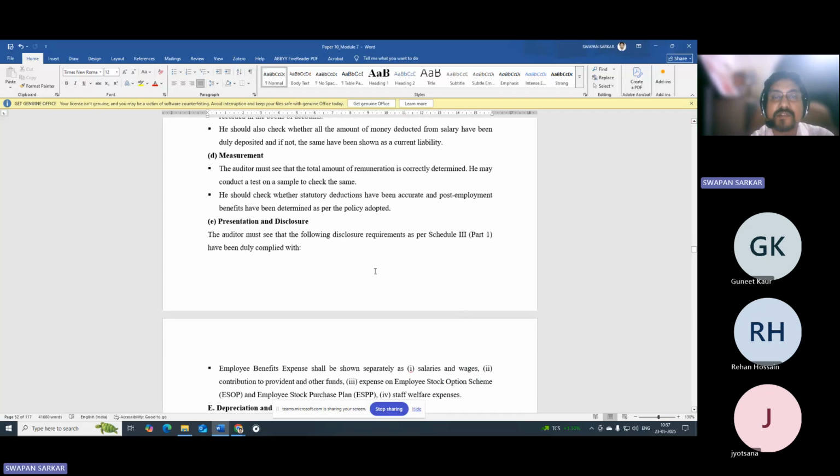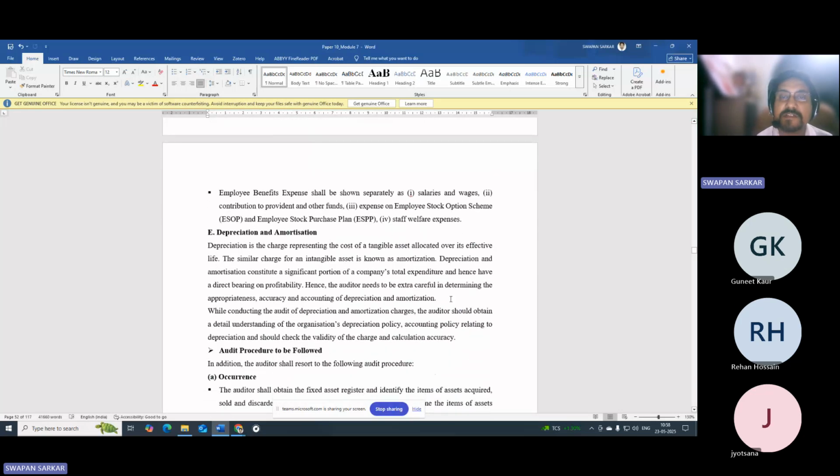Finally, the presentation and disclosure. The auditor shall see that the following disclosure requirements as per Schedule 3, Part 1 have been duly complied with. Employee benefit expenses shall be shown separately: salary, wages, contribution to provident fund, then expenses of employee stock option scheme, ESOP, and employee stock purchase plan, staff welfare expenses. These are actually included under the employee benefit.